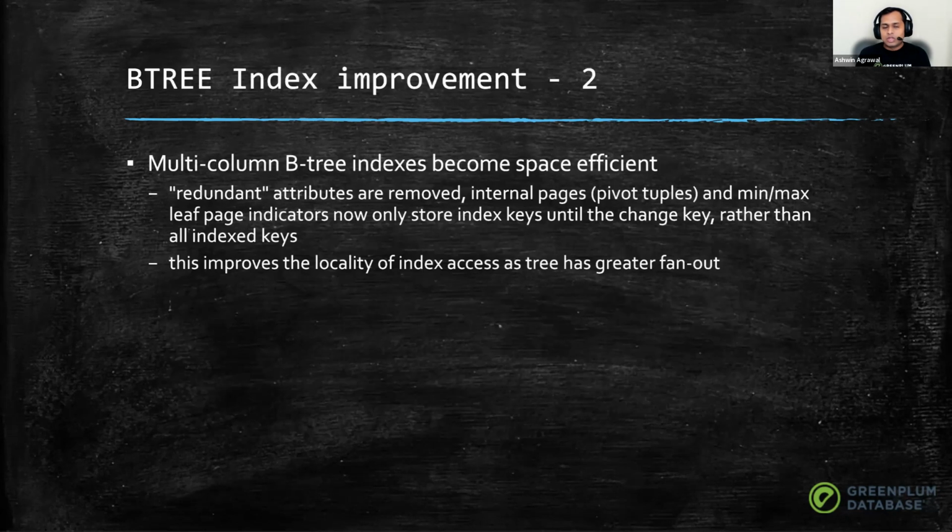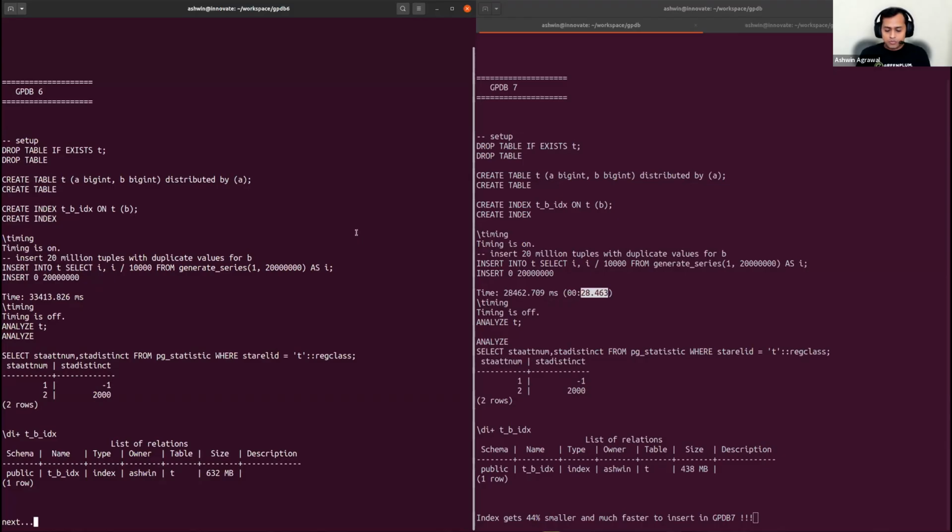Now, let's move on to talk about the second improvement we are going to have for Greenplum 7 for BTREE indexes. That is for multi-column indexes. So if you have an index which is not on a single column but on multiple columns, like a composite index, it has become much more space efficient compared to the previous version. Let's see a demo for that.